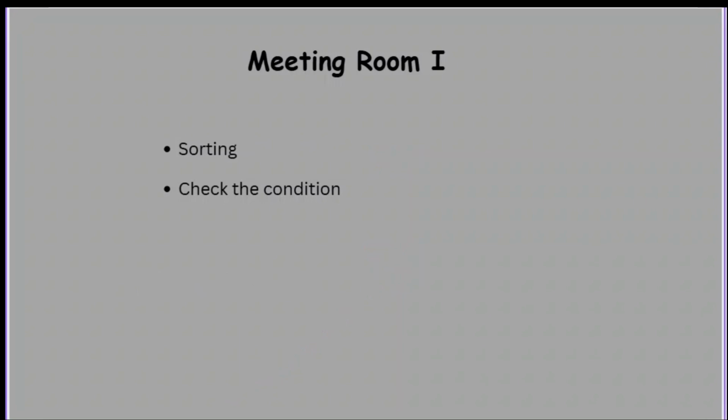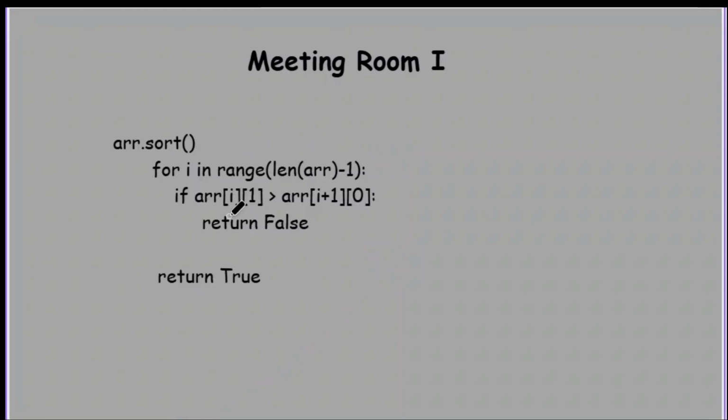To solve this, it is simple. First, you have to sort the array and then you have to check the condition. So this is the code where you will sort the array first and then you will check whether the previous ending time is greater than the starting time or not. If this is true, you have to return false. That's it.